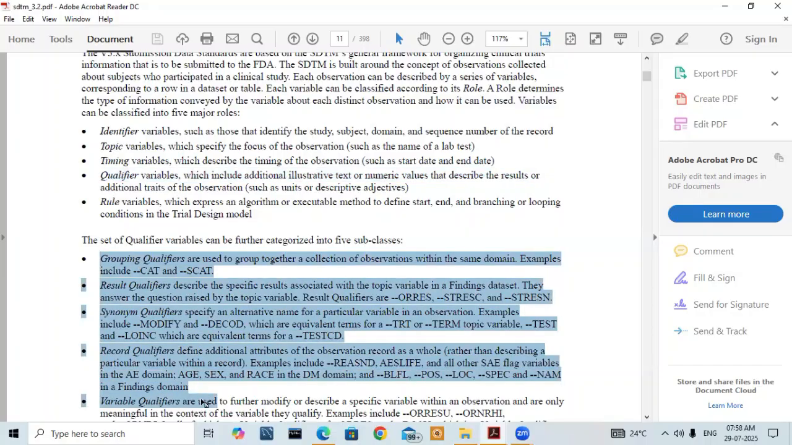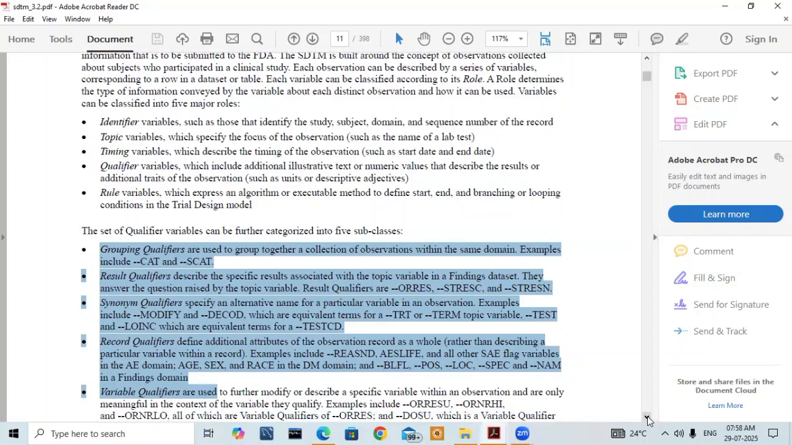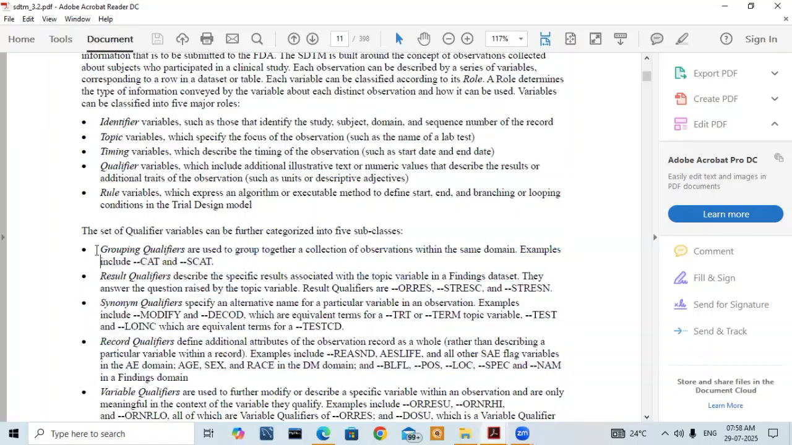So I will discuss just one type, then I will stop. It's a scheduled class, right? So it will disconnect automatically after three and a half minutes. I will just start the qualifier variables, and tomorrow we'll discuss in detail. So 5 qualifier variables, 5 subclasses, are there.